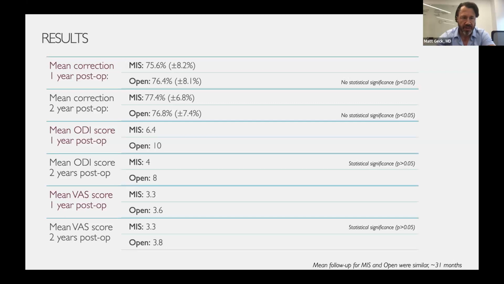Looking at the scores, what you do see is a slightly better set of scores at 1 year and 2 years. Minimally invasive patients seem to recover a little bit faster and end up doing a little bit better in terms of their scores. Some of these were statistically significant, some were not, and they were small differences. There was no big home run difference, but the minimally invasives did seem to do a little bit better, especially at the early time points.